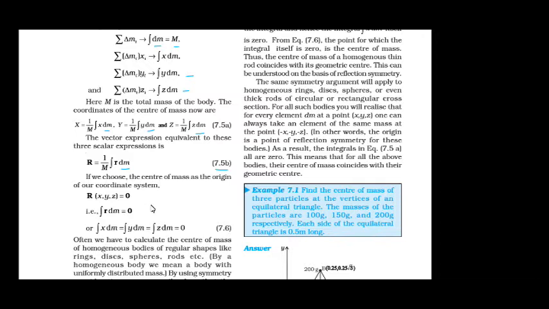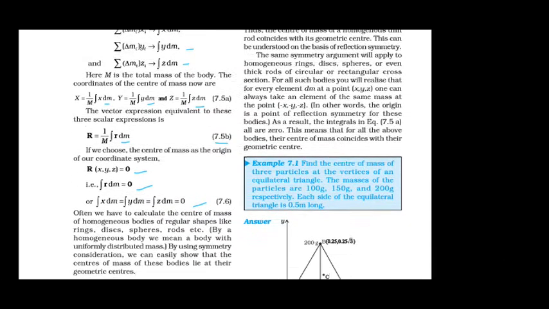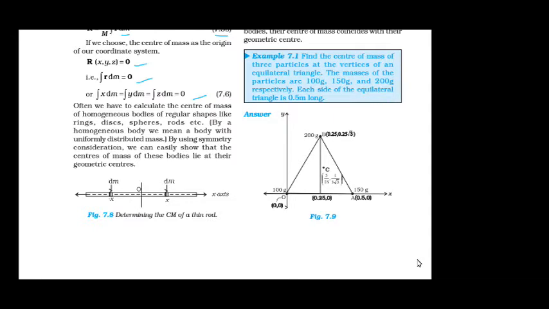If we choose the center of mass as the origin of our coordinate system, R, that is x, y, z, is equal to 0. That is, integration of r dm is equal to 0. That is, integration of x dm, integration of y dm, and integration of z dm are equal to 0. So these are the normal concepts.